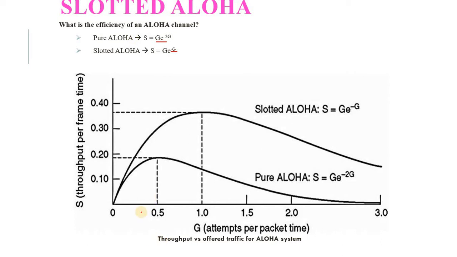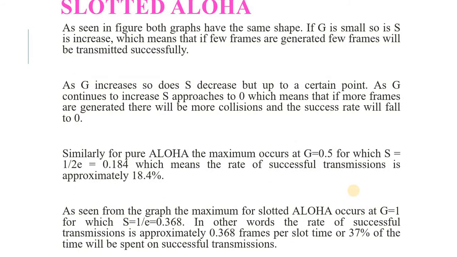As in the graph you can see, this is the graph of pure ALOHA and this is the slotted ALOHA. The efficiency graph of slotted ALOHA is higher than pure ALOHA. As seen in this figure, both graphs have the same shape. If G is small, then S is increased. G is the number of nodes in the channel.